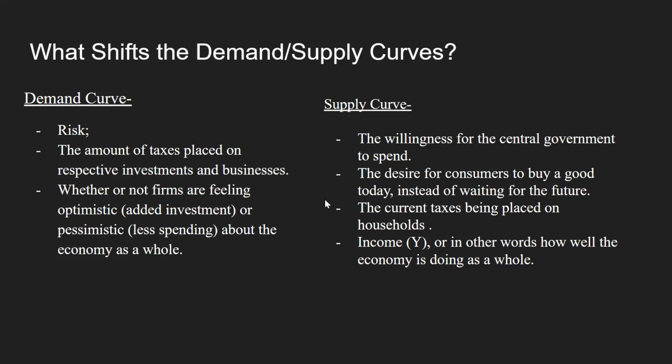And then for the supply curve, there is the willingness for the central government to spend, the desire for consumers to buy a good today instead of waiting for the future, and the current taxes being placed on households. So if taxes are high, households are going to have less money to spend, so the saving for households is going to be less. Another factor is income, which in other words is how well the economy is doing as a whole.